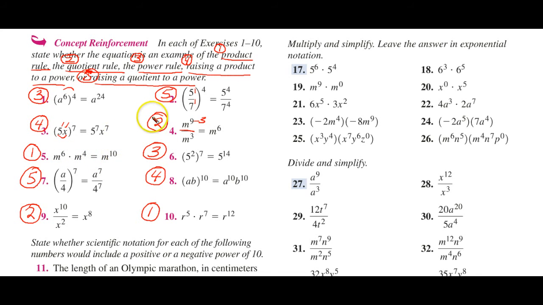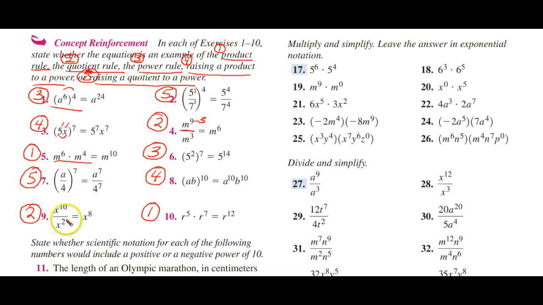So this is where students often get confused. What rule do they use? Do they add here, or do they multiply? Do they add here, or do they multiply? Now, if you know the rules that you're using, you realize this is the power rule. We multiply. In number 1, this is the product rule. We add.